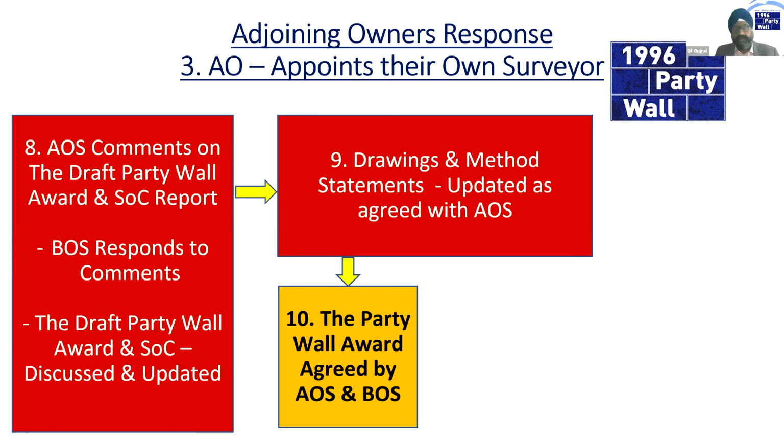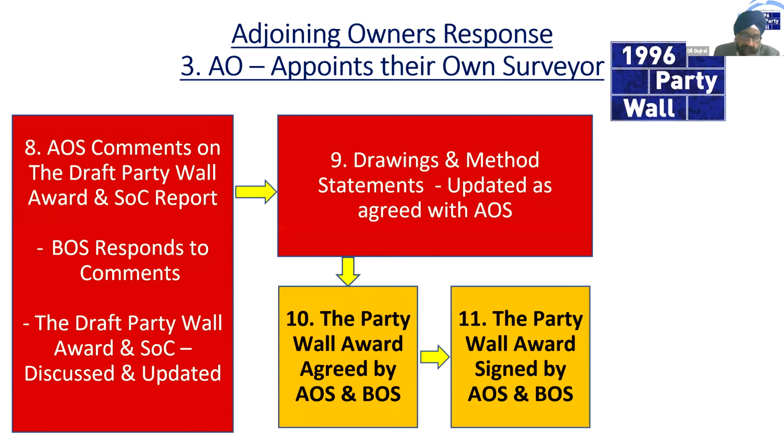There's nothing for the owners to sign. Once the two surveyors are appointed, the adjoining owners and the building owners fall out of the equation. Basically, the next thing they'll hear is when an award is served.